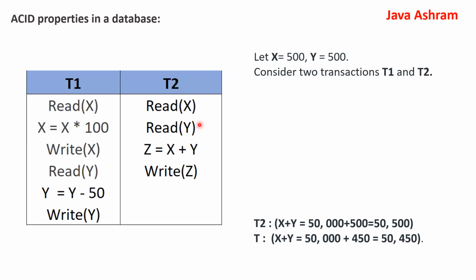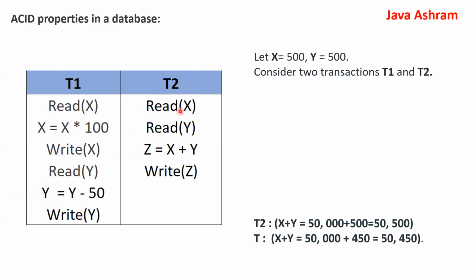So let's say you initiated a T1 transaction and you have a T2 transaction, right? Let's say account X has 500 and account Y has 500. So consider two transactions, T1 and T2, are happening. T1 started, read the value of account X, and after reading, it multiplies by 100. So 100 multiplied by 500 becomes 50,000, right? And it writes the value of X, now 50,000, to the database. And again it started reading Y, and after reading Y, it switched to the T2 transaction. It could not do the write of Y.